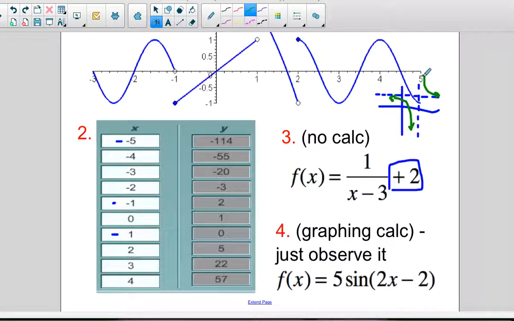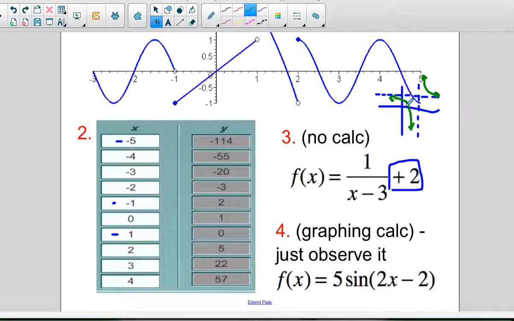So when you think about increasing and decreasing, it's actually always decreasing. Even though it jumps up, it's discontinuous. So from left to right, it's decreasing. You wouldn't say -infinity to infinity because of this asymptote. So you'd say -infinity to 3 union 3 to infinity for decreasing. And then it never increases.